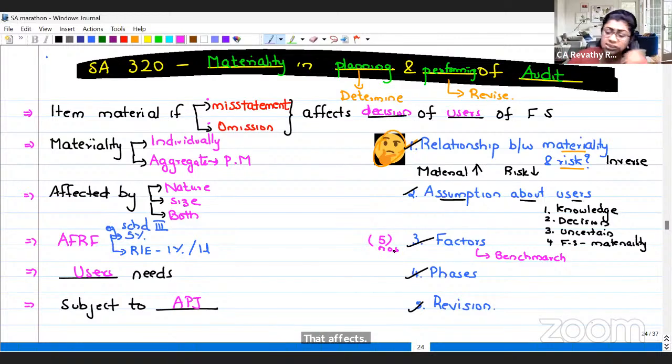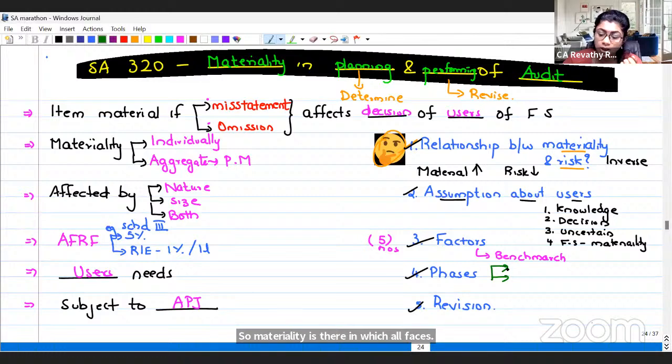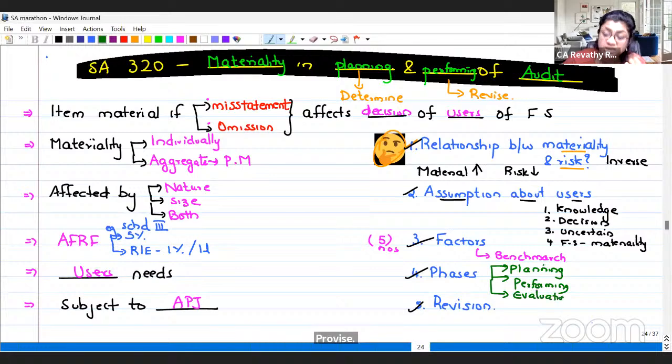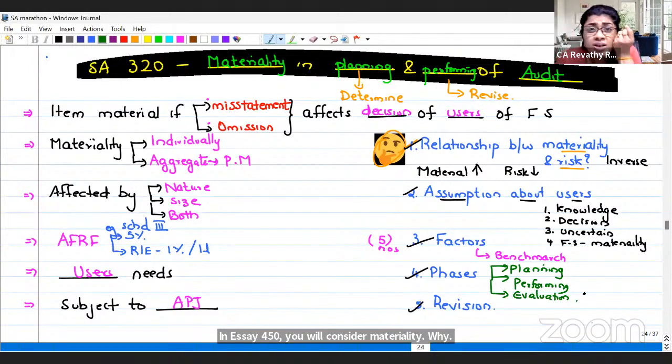Materiality is there in which all phases? In the planning phase you will determine it. In the performing phase you will revise. And even in evaluation, in SA 450, you will consider materiality. Why? In SA 450, if it is a trivial misstatement, you will ignore it.